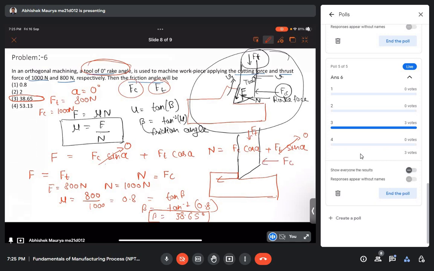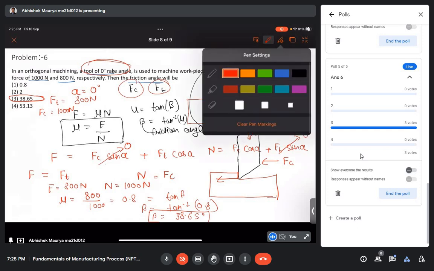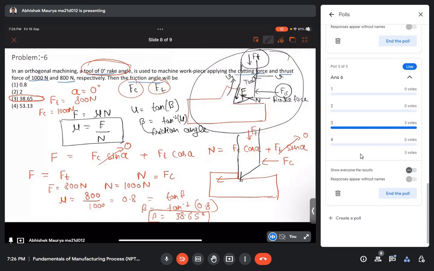Since the rake surface is perpendicular, the direction of friction will also become vertically downwards. So our friction force will come directly in the downward direction, and our normal force will become perpendicular like this. Only then can we directly see that the cutting force will become the normal force and the thrust force will become the friction force. Okay, it was just for visualization purposes. Anyway, from the formula you can also get this, but you can also visualize it directly here.